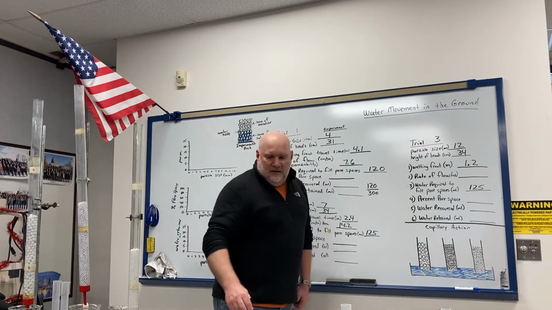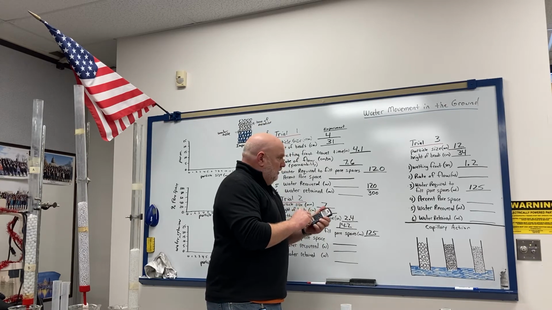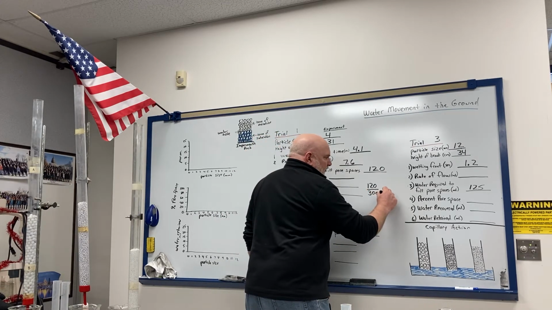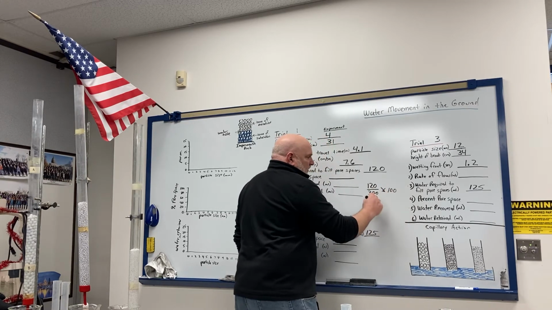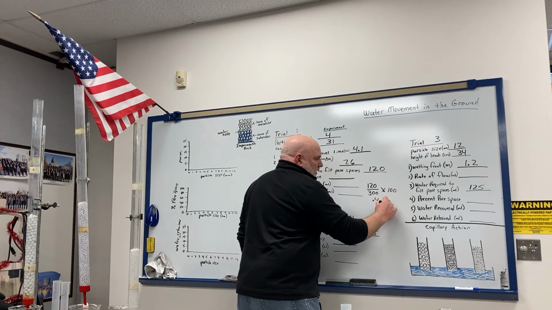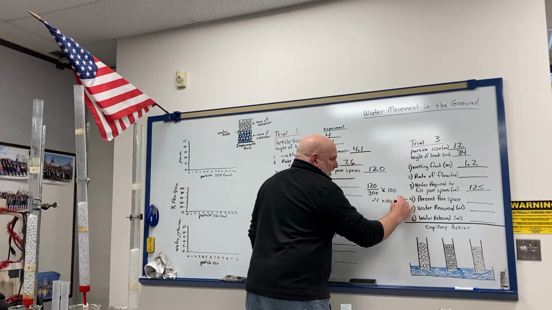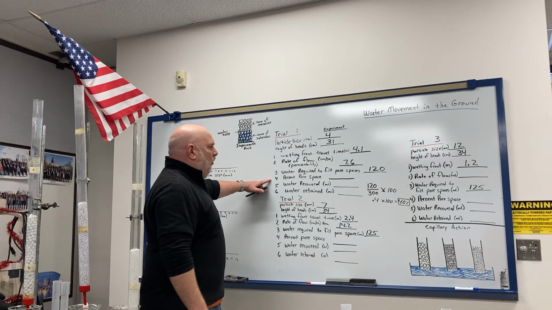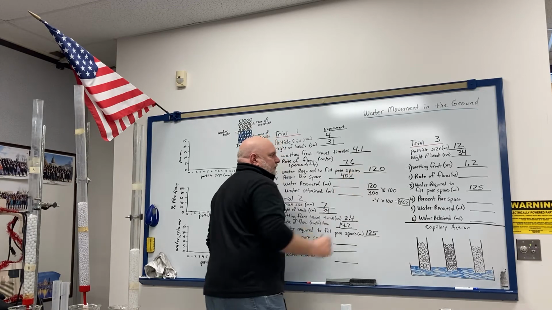So I pull out my calculator and I do 120 divided by 300. That works out to be 0.4. So I take that whole thing and I multiply that by 100. So 0.4 times 100 would work out to be 40%. All right. So my percent pore space for trial 1 was about 40%.